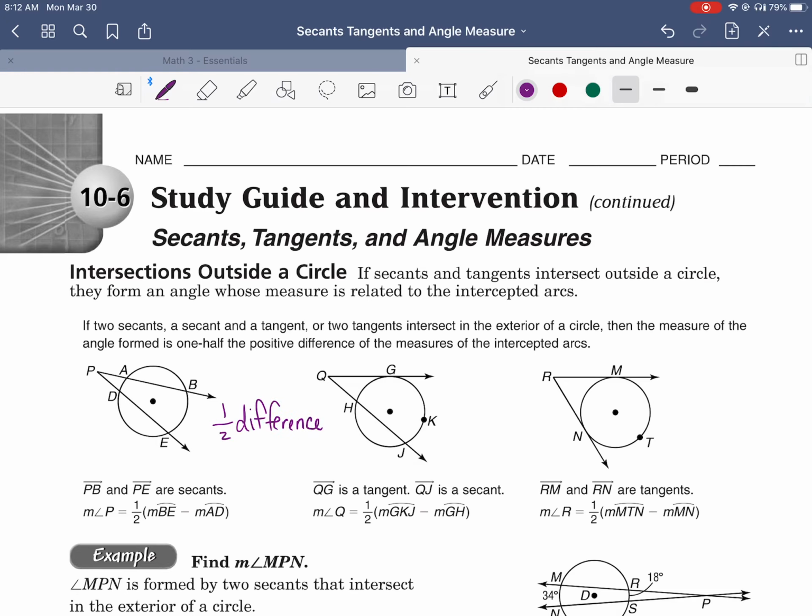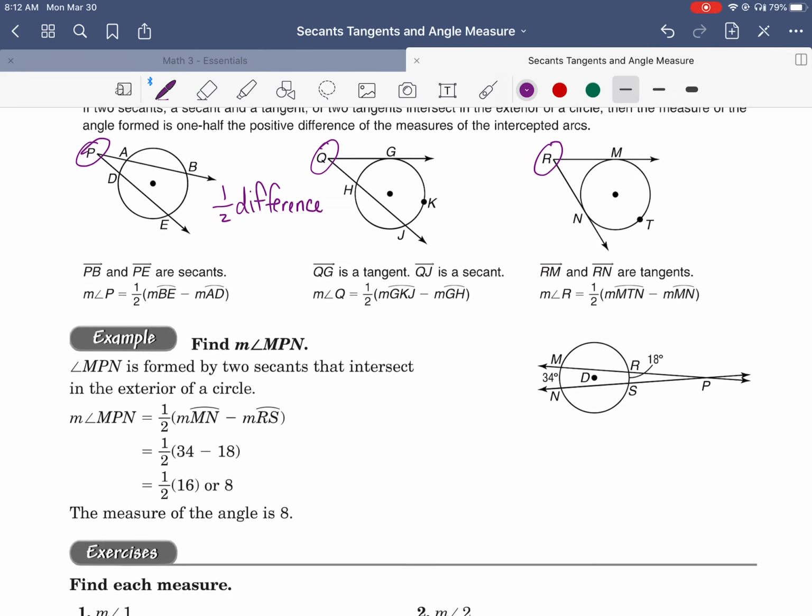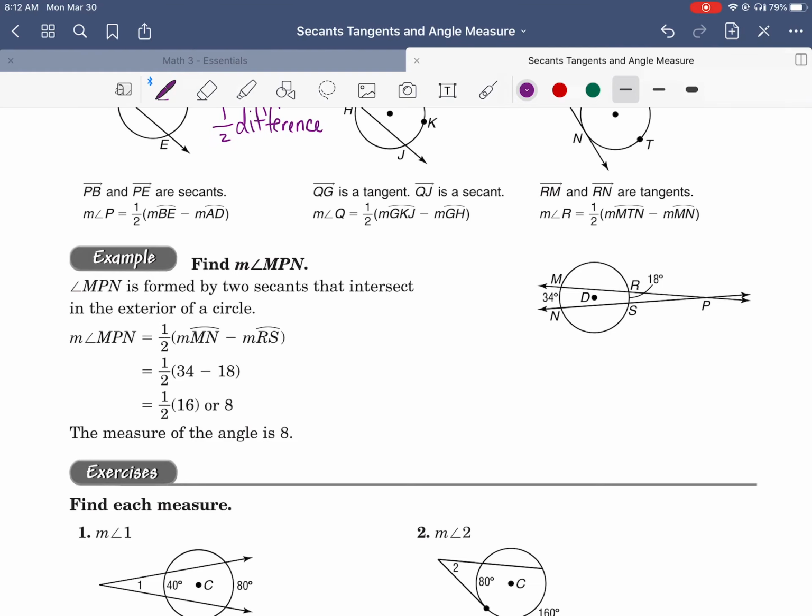Okay. Remember, difference means subtraction. It does not matter if it's made out of secants, tangents and secants, or two tangents. If the angle that you are trying to find, or the angle that's in the picture, is outside of the circle, it's always going to be half the difference of the arcs that are created. So there's an example there that walks you through it.